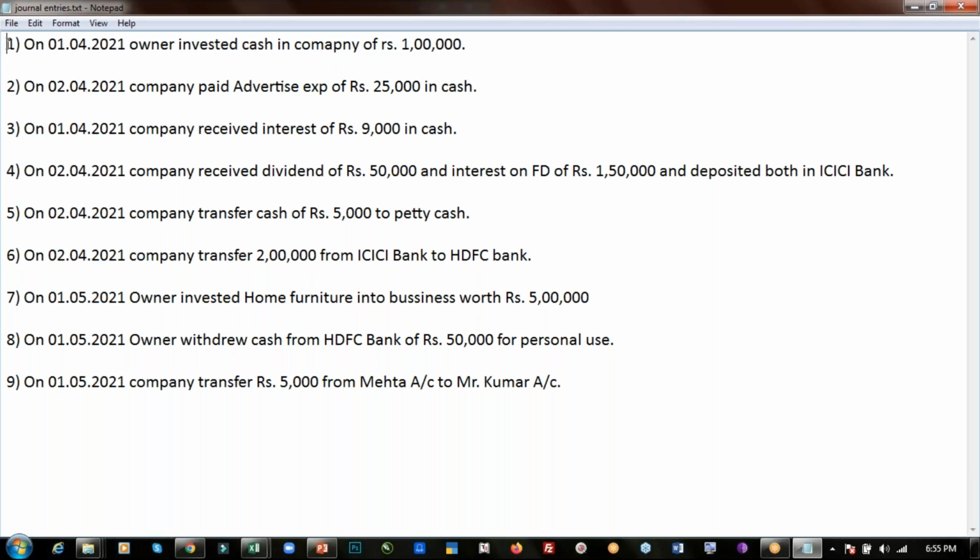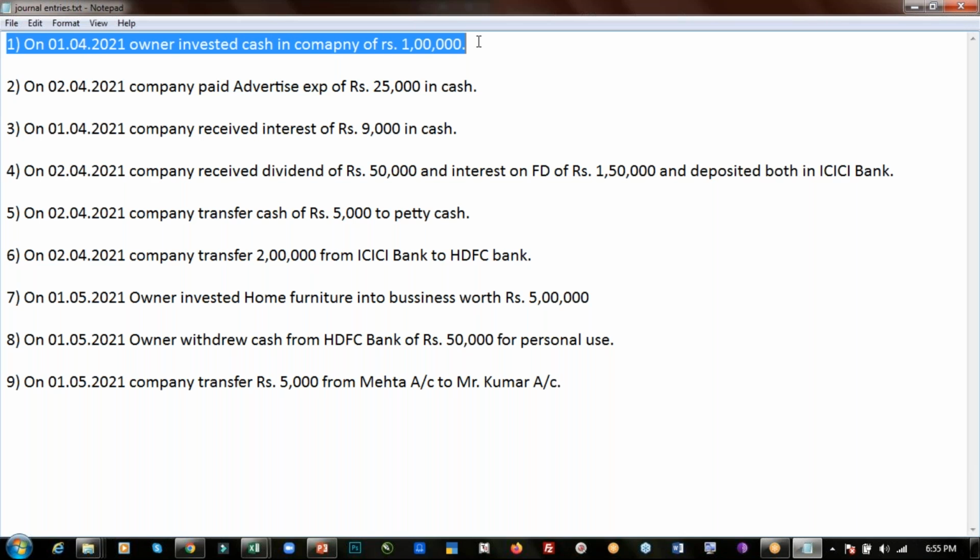So guys, have a look at this first point. On 1st April, owner invested cash in company of rupees 1 lakh. What will be the journal entry? Please type your answers very quickly.